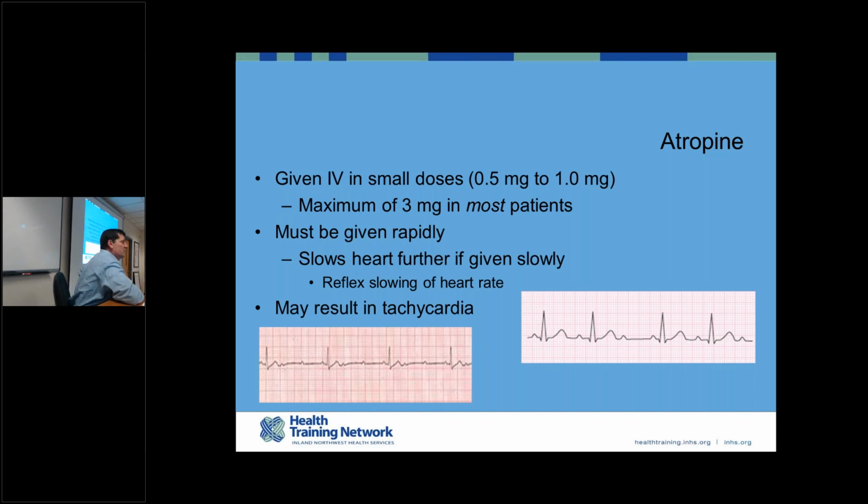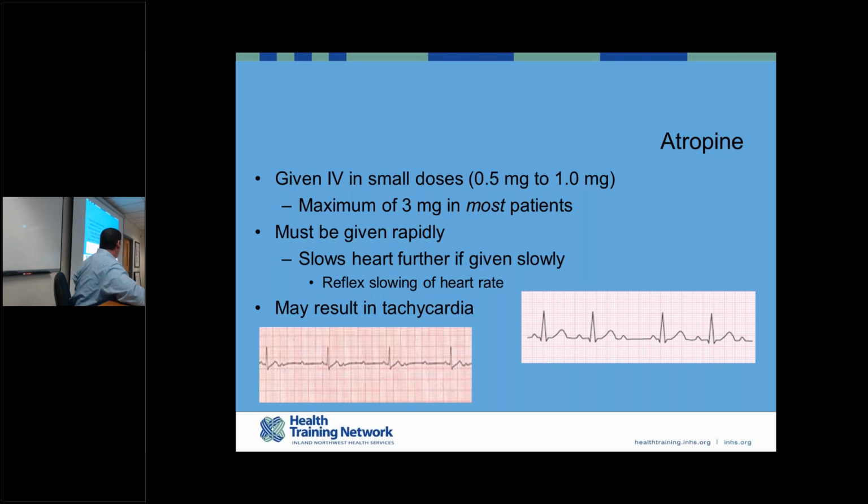You guys got into heart blocks a little bit, right? So atropine will work in a heart block situation, normally in a first degree type heart block, sometimes in a second degree type 1. But for high degree heart blocks, which are second degree type 2 and third degree heart blocks, atropine does not work.